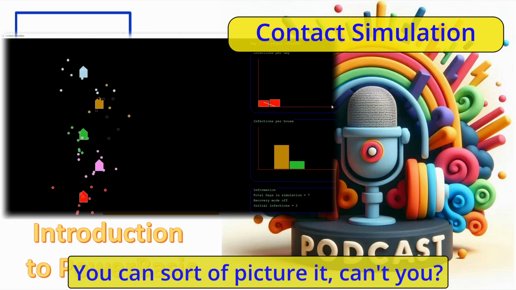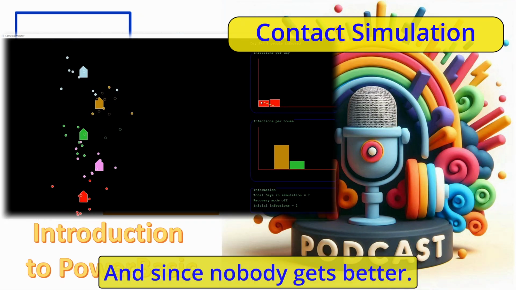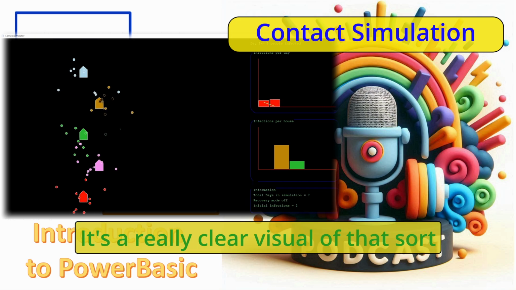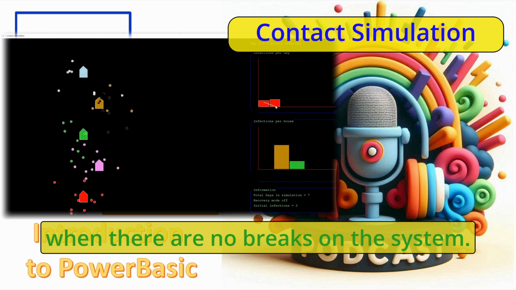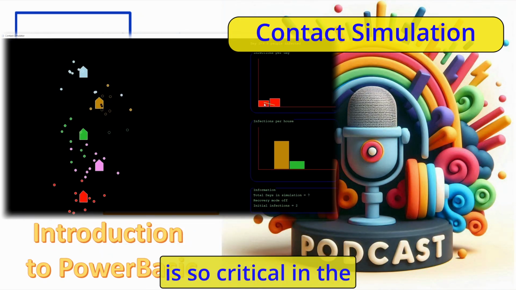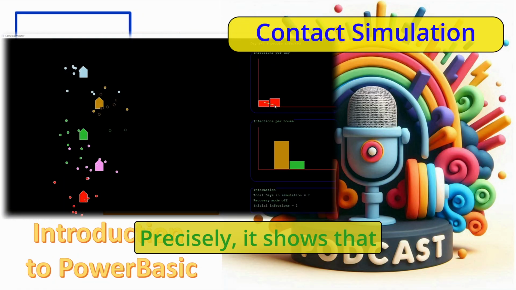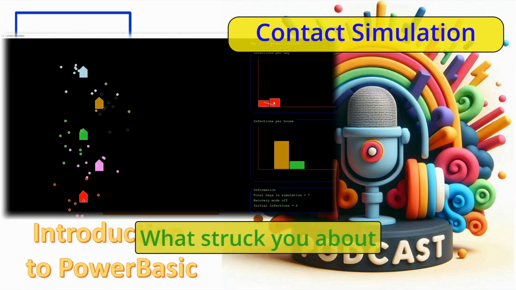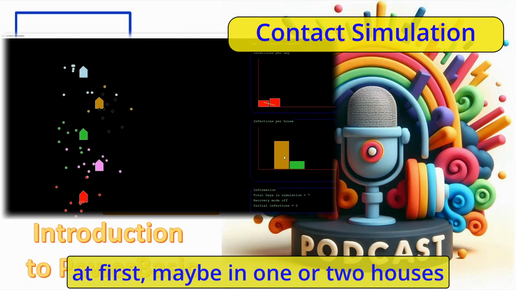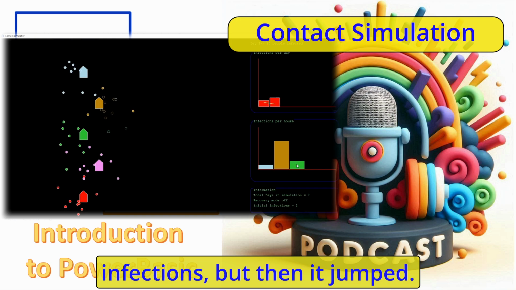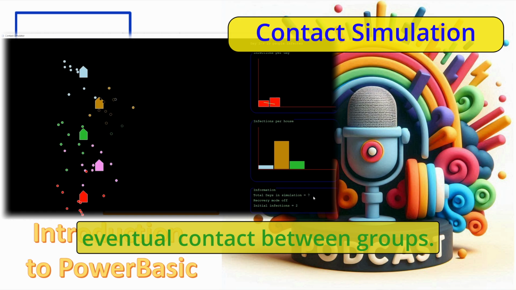You can sort of picture it, can't you? These dots mingling, and one infected one touches a healthy one, and boom. And since nobody gets better, it just snowballs. It's a really clear visual of that sort of exponential growth when there are no brakes on the system. That really highlights why early intervention is so critical in the real world, doesn't it? One case becomes many very quickly. Precisely. It shows that potential for a fast ramp up. What struck you about that initial result? Just the speed, really, and how it seemed localized at first, maybe in 1 or 2 houses with the initial infections, but then it jumped. It didn't stay contained. Makes sense. Random movement means eventual contact between groups.